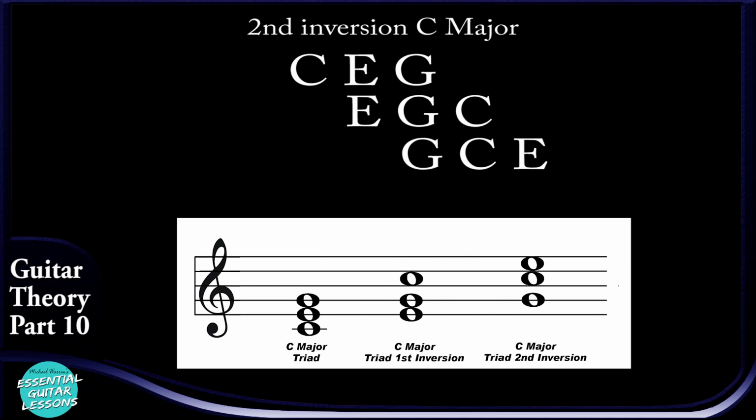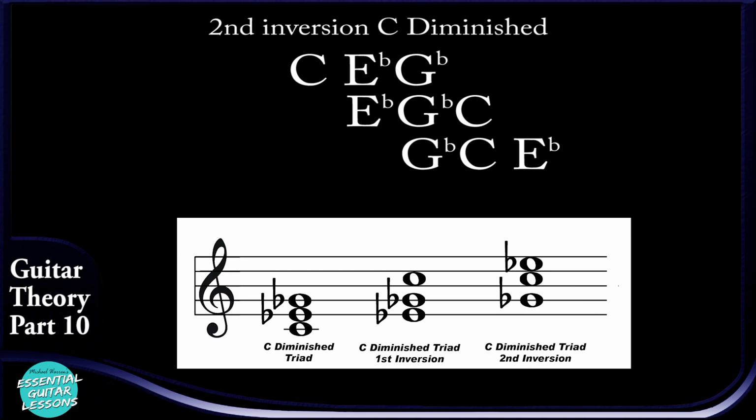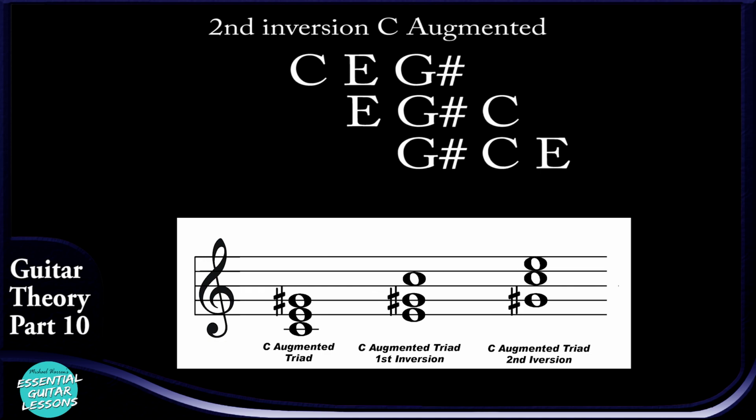Let's do the C minor triad. We have C, E flat and G. Take the C, put that up an octave, take the E flat, put that up an octave. Now we have G, C and E flat. Doing our diminished, the same, C, E flat, G flat. Take the C, put it up an octave, take the E flat, put that up an octave, and we have G flat, C and E flat. If we were to do our C augmented, we have C, E and G sharp. Take the C, put that up an octave, take the E, put that up an octave, and we have G sharp, C and E.